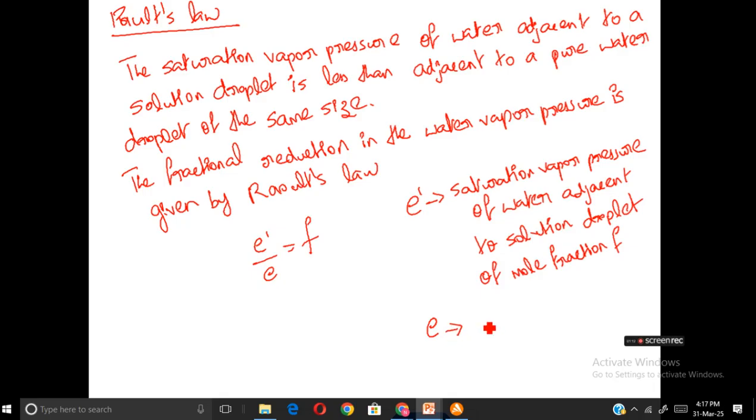And E is the saturation vapor pressure of water adjacent to a pure water droplet. So E is the saturation vapor pressure of water.